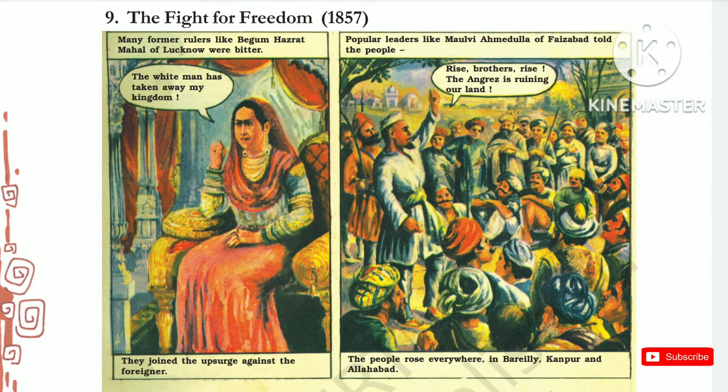9. The Fight for Freedom, 1857. Many former rulers, like Begum Hazrat Mahal of Lucknow, were bitter.